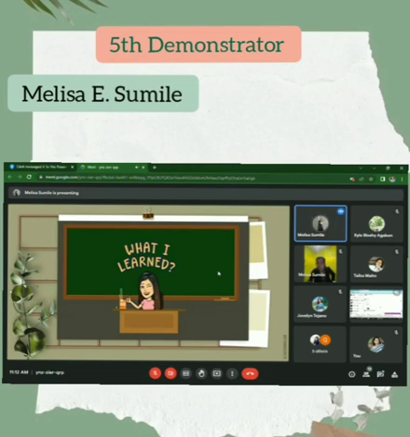How about Miss Taiba? Do you have any idea? Ma'am, the integers involve signs, including the positive sign and negative sign. Okay, thank you so much, BSED Math 3.